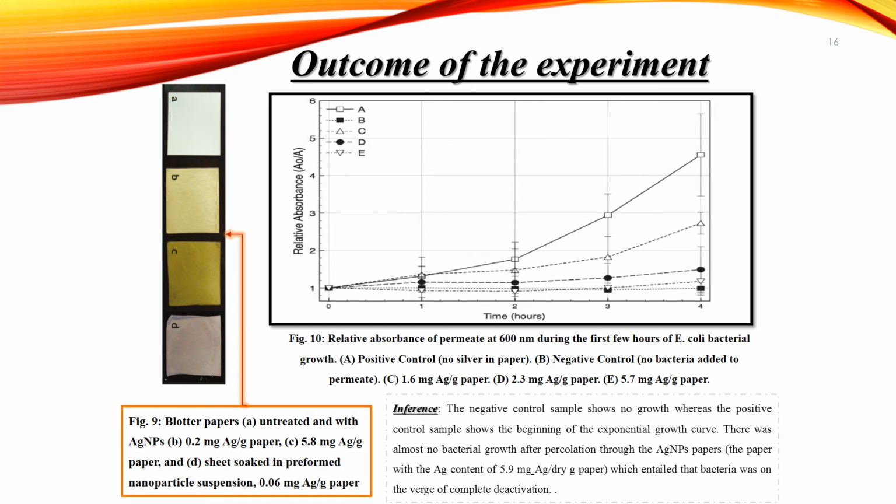The inference from this experiment was that the negative control sample shows no growth, whereas the positive control sample shows the beginning of the exponential growth curve. There was almost no bacterial growth after percolation through AgNP paper, which entailed that the bacteria were on the verge of complete deactivation.